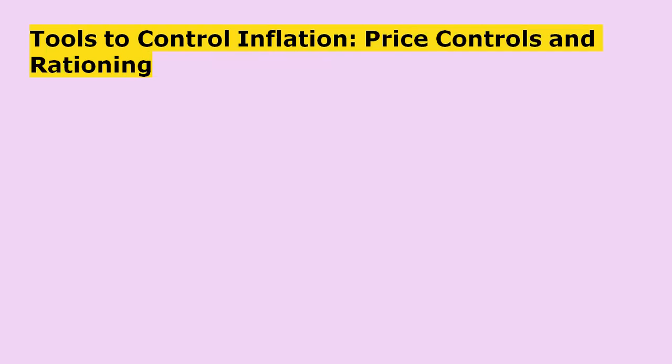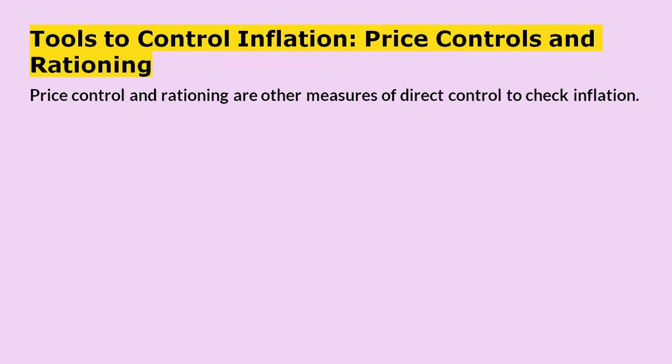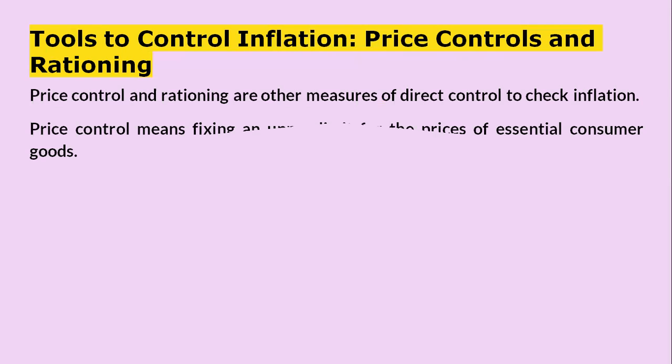Tools to control inflation, price controls, and rationing. Price control and rationing are other measures of direct control to check inflation. Price control means fixing an upper limit for the prices of essential consumer goods.